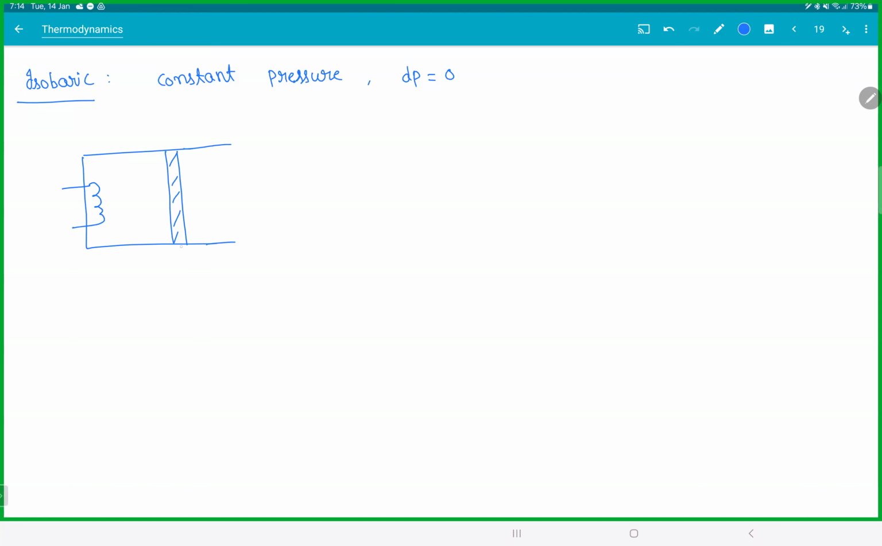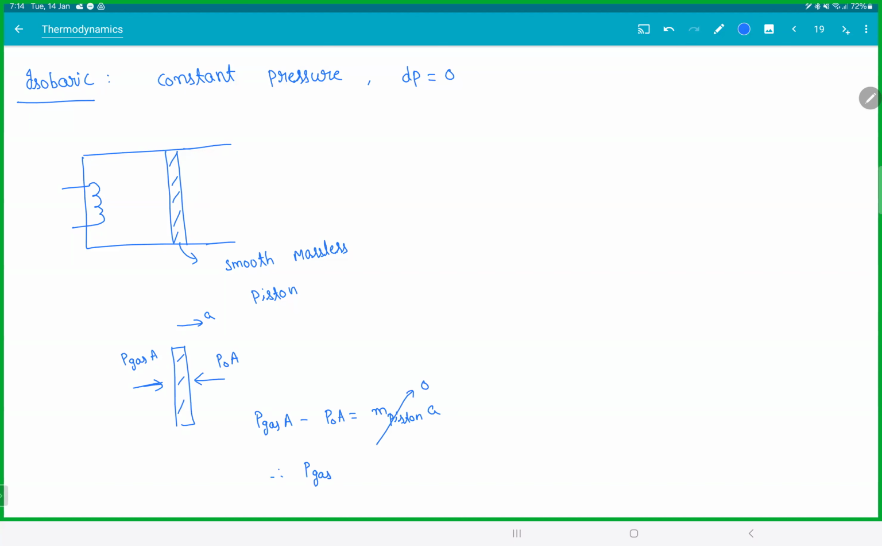You keep a heater. This is a smooth, massless piston. So what is the catch with that? The advantage of a massless piston is, let's say the outside of the gas is P naught into area, inside is P gas into area, and let this piston accelerate with a. Then we get P gas into area minus P naught into area is mass of the piston into acceleration, but this term is 0 because it is massless. Therefore, P gas is equal to P naught.